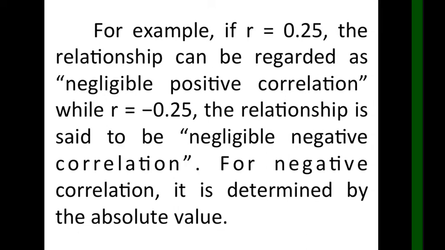For example, if r is 0.25, the relationship can be regarded as negligible positive correlation, while r equals -0.25, the relationship is said to be negligible negative correlation. For negative correlation, it is determined by the absolute value.